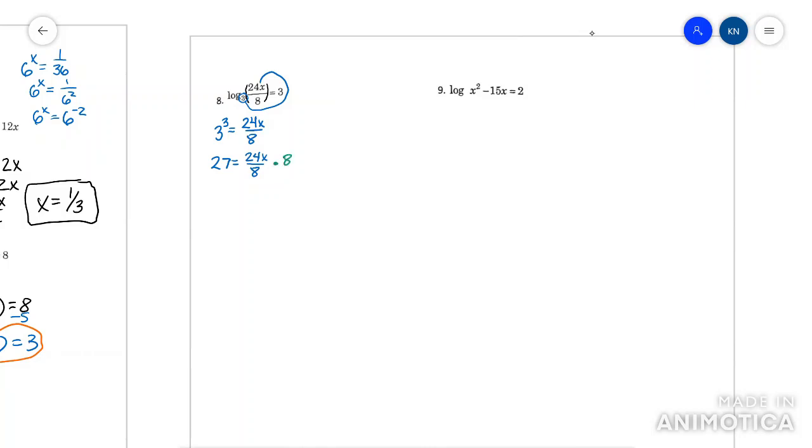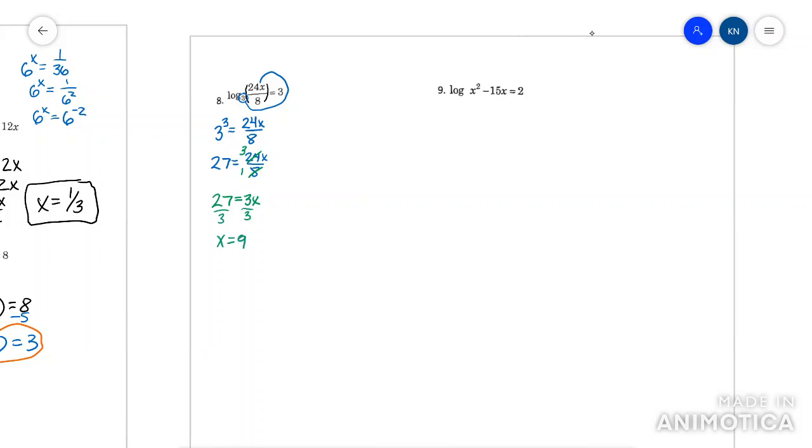You could either times by 8 right now and then divide by 24, or you can reduce this 24 and 8 to be 3 over 1. So it's really like you have 27 equals 3x. That's much easier. And so now it's just divide by 3 and you get x equals 9. That's how I would have done it.